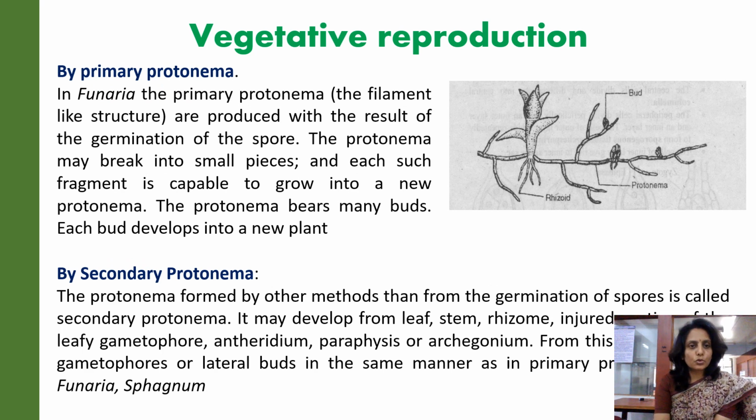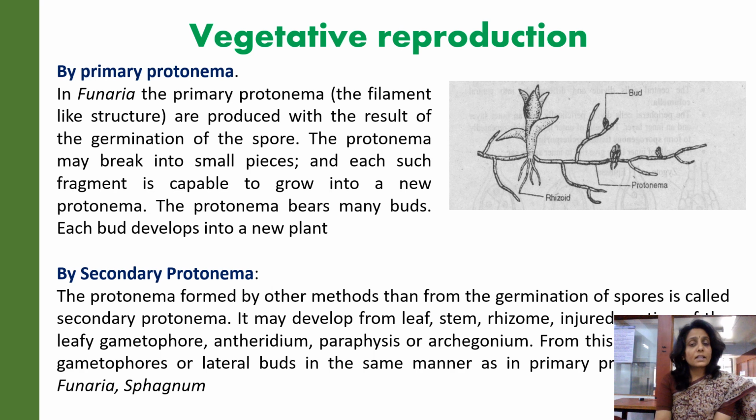By primary protonema. In mosses like Funaria, the primary protonema is nothing but a small filament which results from the germination of the spores. The protonema may break into small pieces, and each such fragment is capable of growing into a new individual by the production of buds on them.